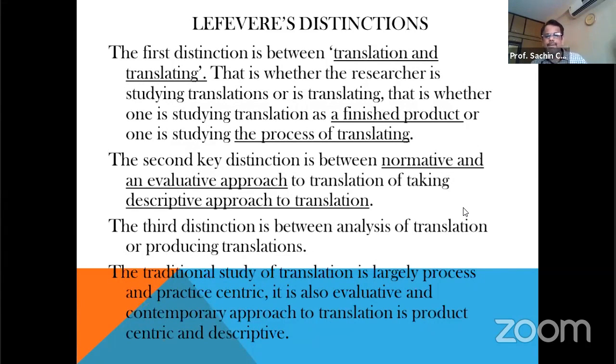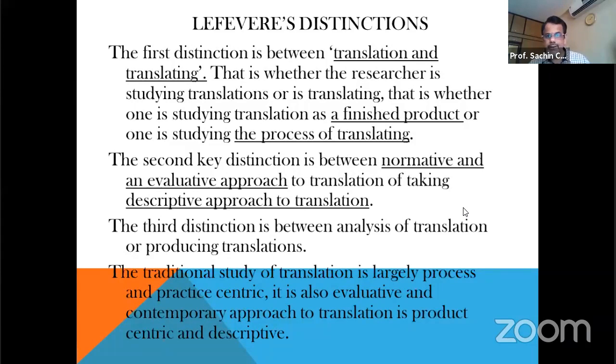The first distinction he proposes is between translation and translating. That is, whether the researcher is translating, studying translation, or is doing translation. Whether one is studying the end product of the process of translation, or the process of translation itself. And all these distinctions that he gives, if you want to research translation at all, then you have to decide what you're doing based on this distinction. So you have to decide whether you are studying translation or you are studying the process of translation.